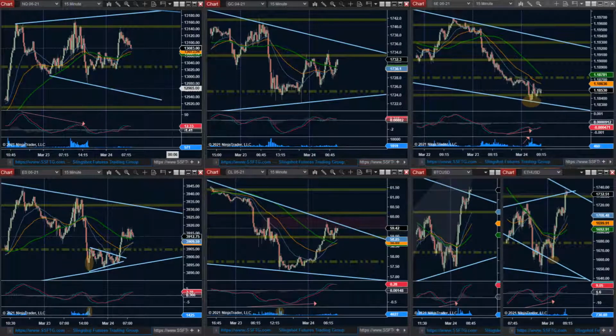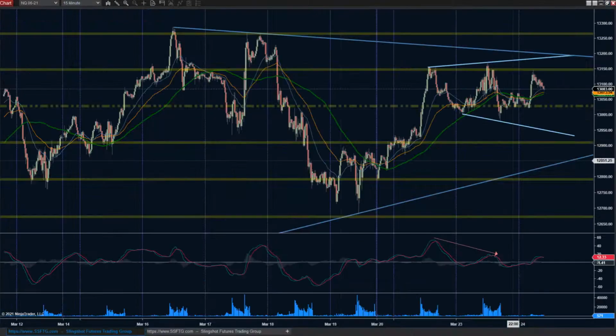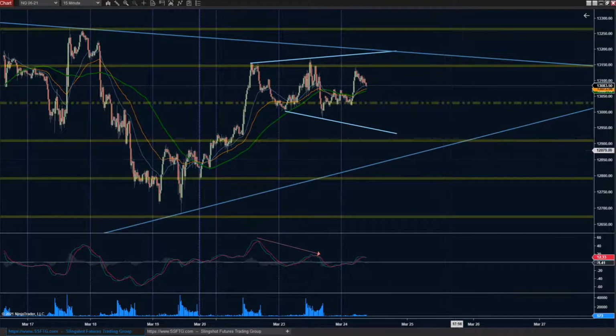Anyway, looking across the board here, we've got the NASDAQ starting off. I want to see if I can figure out, I know there's a way to do like an alerts window or whatever, but either way, we'll figure it out.